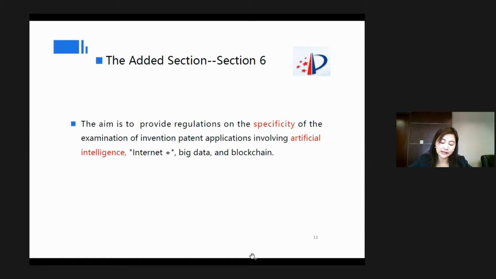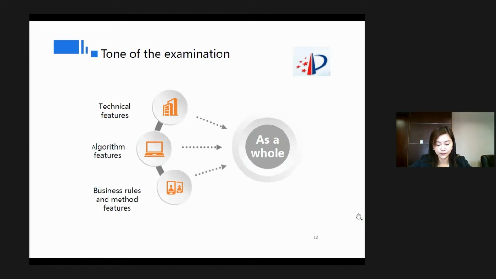Why was this section added into the examination guideline? The aim is to provide regulations on the specificity of the examination of invention patent applications involving artificial intelligence, internet plus, big data, and blockchain.